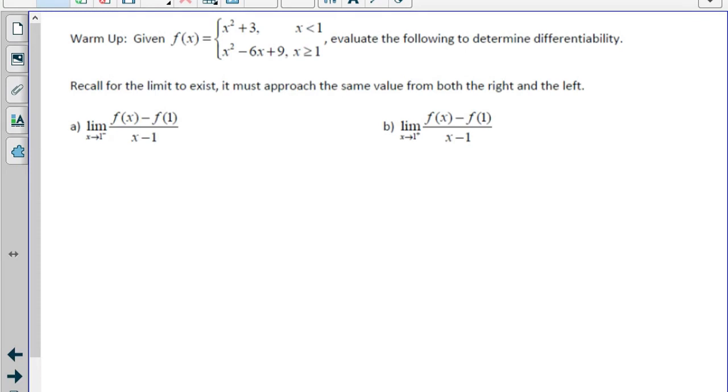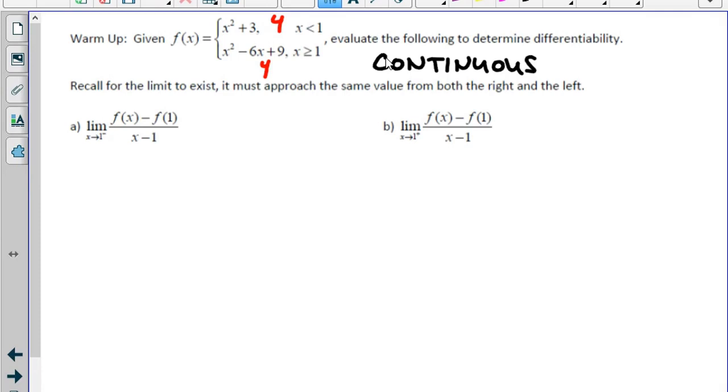Okay, first, in order to determine if something is differentiable, you must see if it is continuous. That's a really important part of the definition, because a lot of times what will happen is that we will determine that something has the same derivative on both sides, but it may not even match up. So if you substitute 1 into both of these parts of the piecewise function, you do get 4. So this function is continuous at 1.